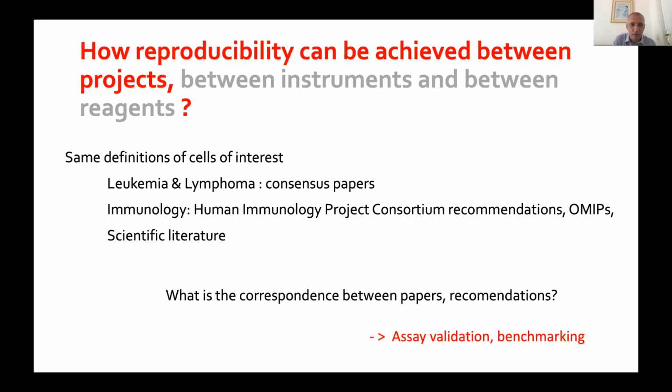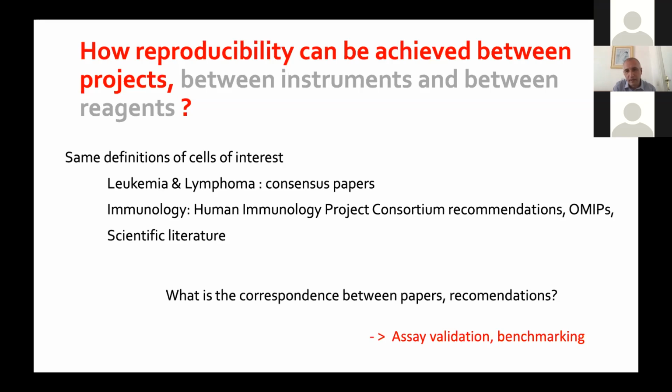In immunology, it's more challenging because there is not so much of an interest in finding a common language. However, there are exceptions. For instance, the Human Immunology Project Consortium has proposed some definitions and way of identification of different subsets of human immune system. There are partial solutions in terms of OMIPs, which is a special format of publication, Cytometry A, that describes the optimized multicolor immunophenotyping panel. So you can take some inspiration there of how cells are gated, which markers are used for definitions.